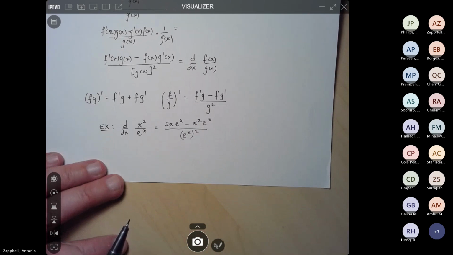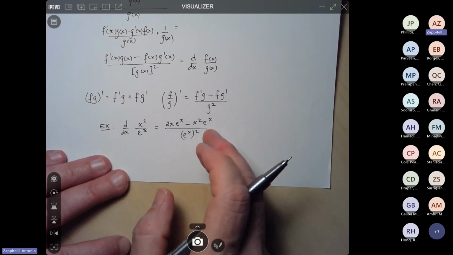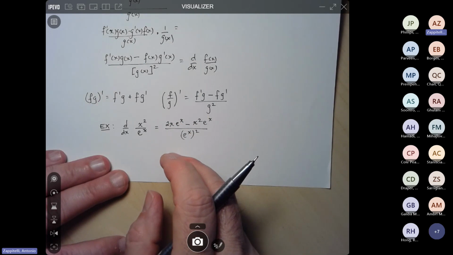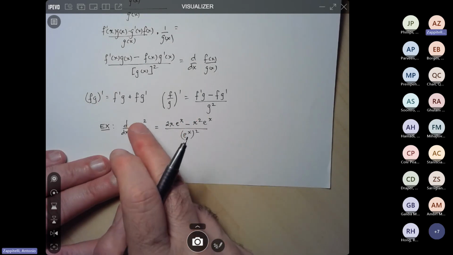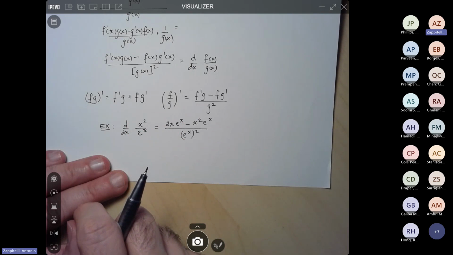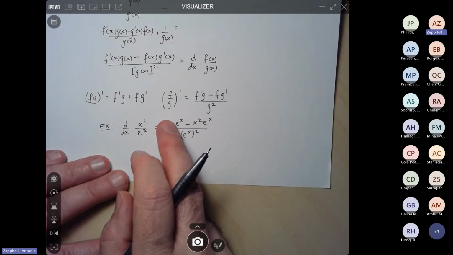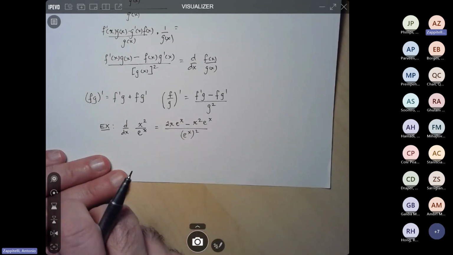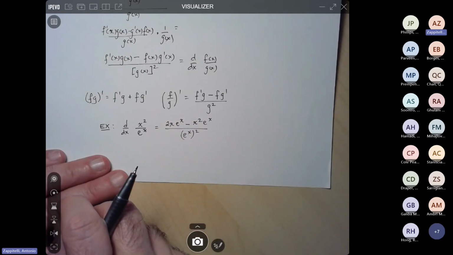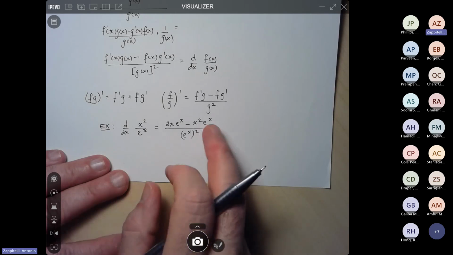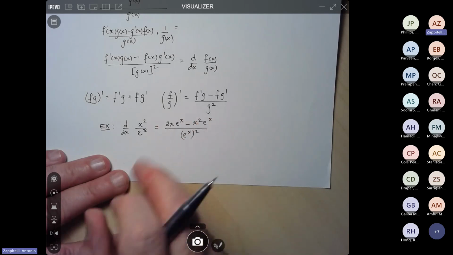Okay. Now, this is not the simplest of functions. You notice that the derivative is much more complex than the original function. Can anybody see how we can maybe simplify this a little? Can anybody see any nice way we could simplify this? What do you notice about the two terms in the numerator?